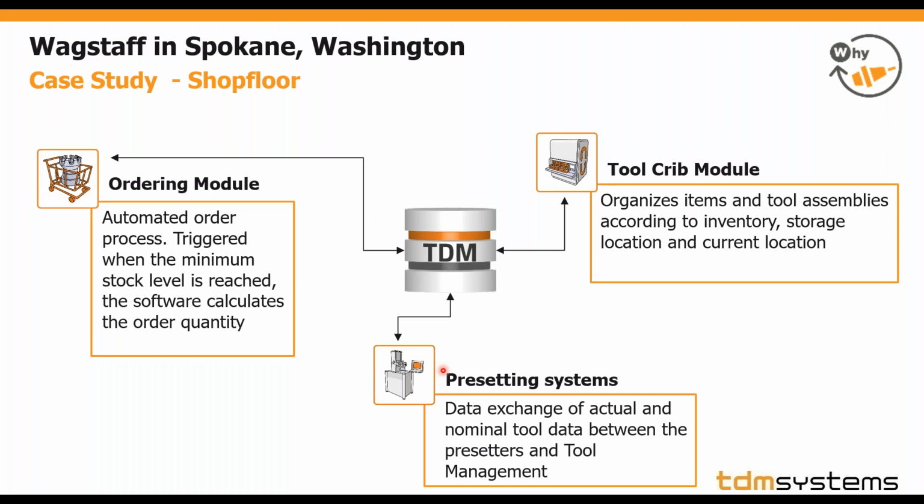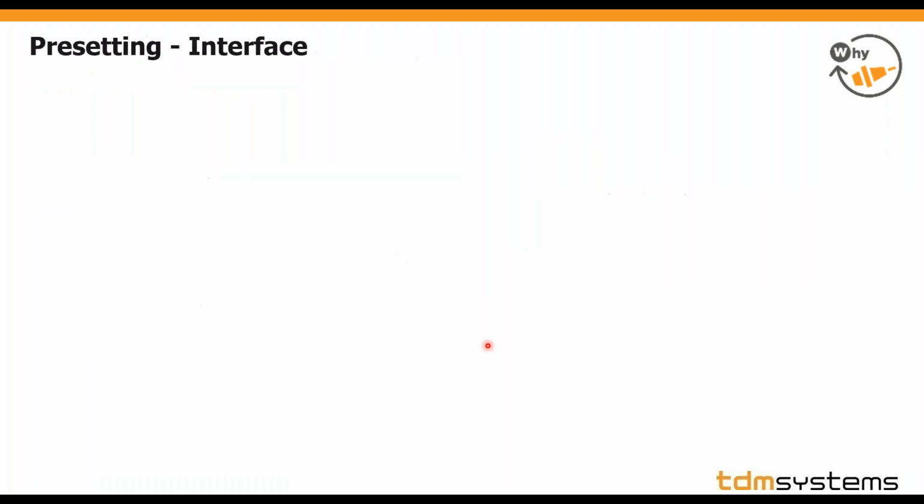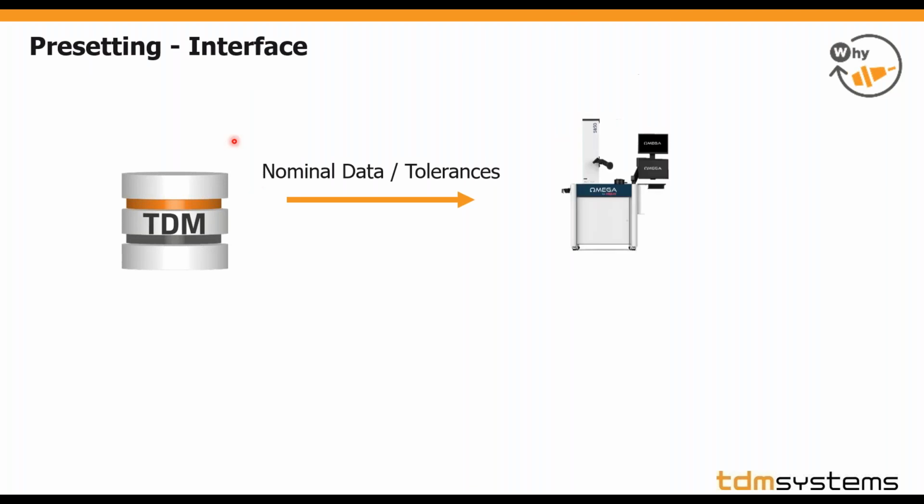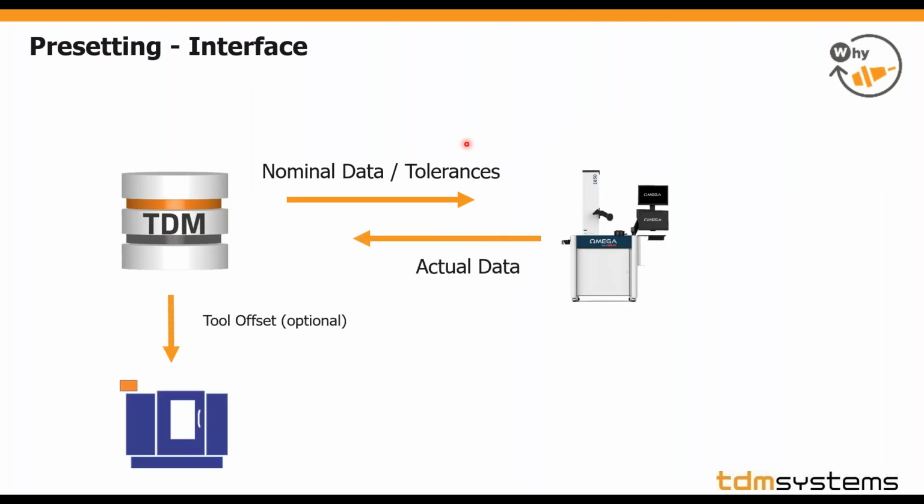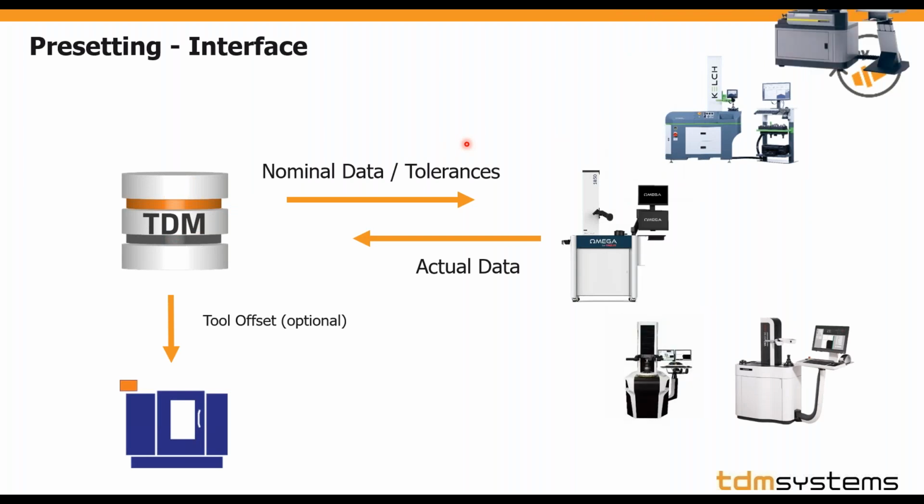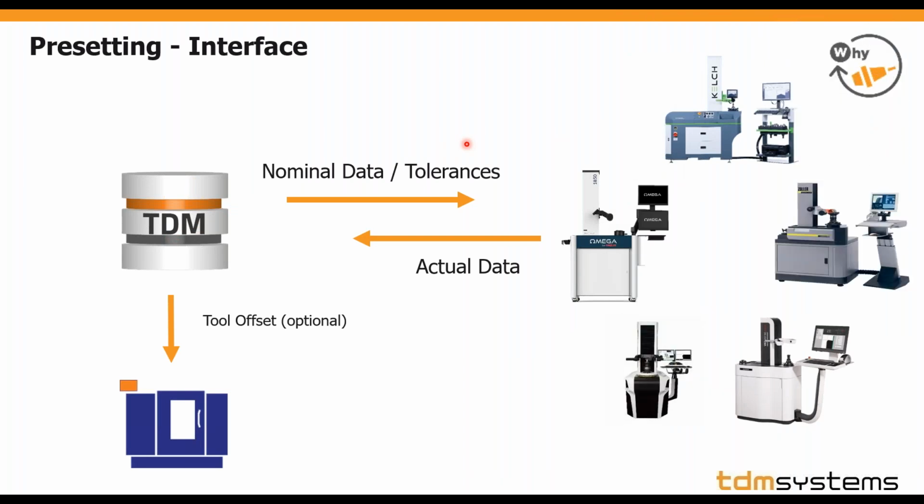So there's a data exchange between the tool presetter and the tool management software. Let me show that real quick, because this is the second interface they have. Basically, the tool management software provides the nominal data and the tolerances to a presetter. I think Wackstuff has a Zoller presetter, but of course, like the CAM systems, there are a couple out there and we have interfaces to them. So the tool management system supplies the nominal data, a length, a diameter, maybe a corner radius, cutting edge, whatever, and the tolerances. The presetter measures the tool automatically and sends the actual data, the actual offset data, back to the tool management system.